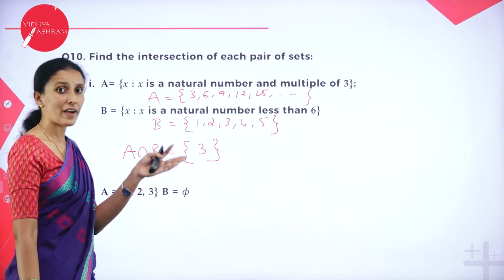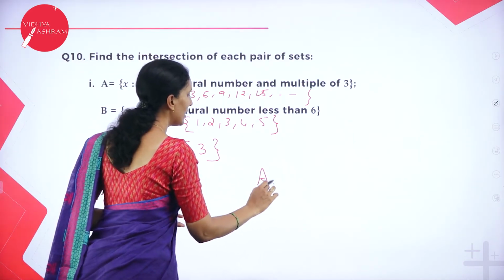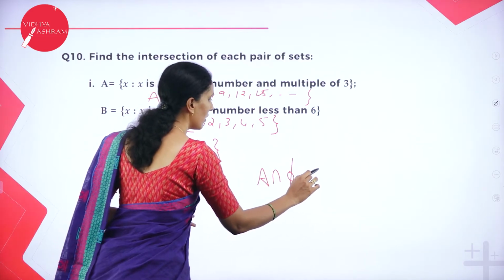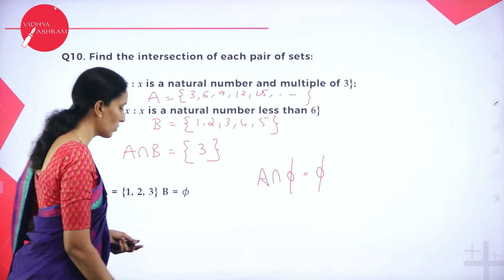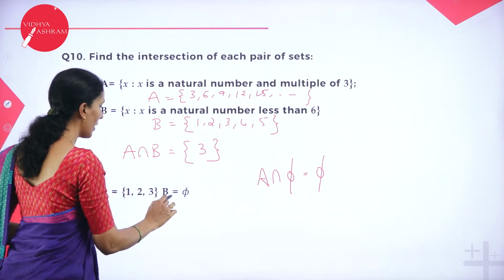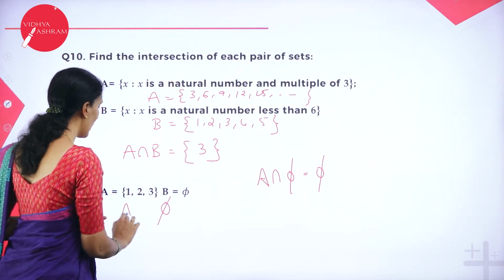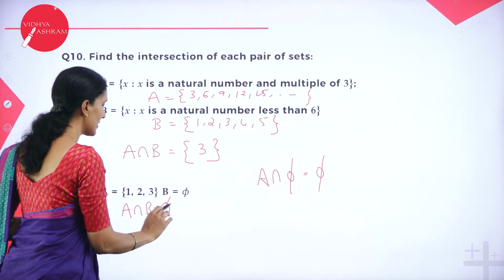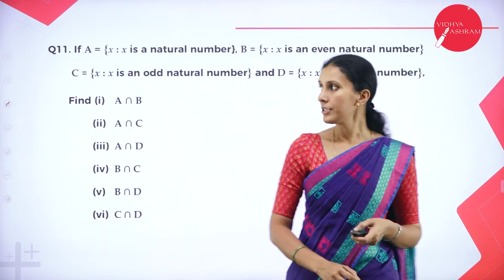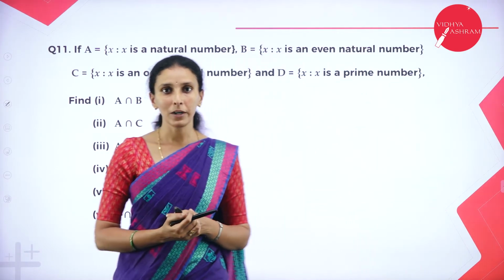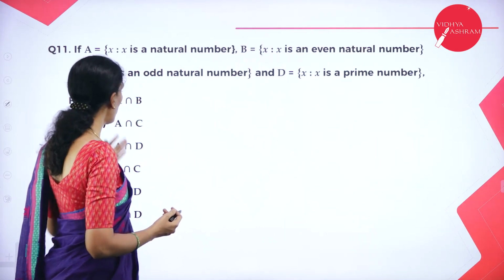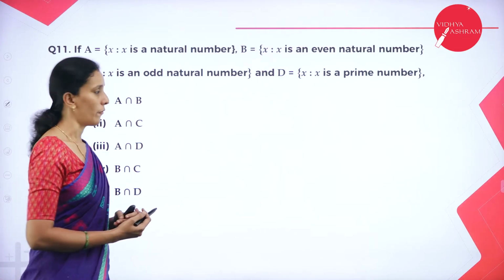What does the law of phi state? Whenever you are intersecting with an empty set, your answer is empty because there are no common elements in the two sets. So therefore your answer here, A intersection B, is empty. Next we have the sets which are given in the set builder form. We'll just see what these are now.